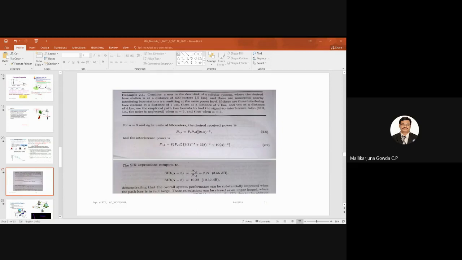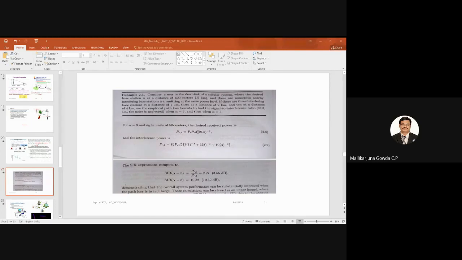I said first a base station is there, then the user is there. The distance between the base station and the user is how many meters? It is 500 meters. In addition to that, there are several interfering base stations around the desired base station. So how many base stations are there at what distance? Three interfering base stations at 1 kilometer, then three at 2 kilometers, then 10 at 4 kilometers.